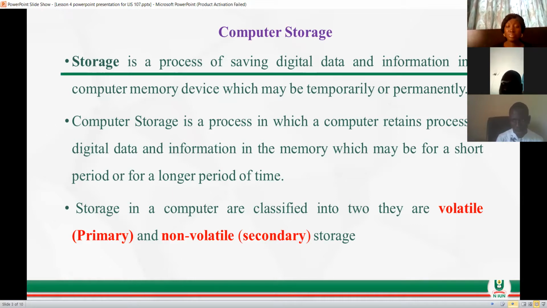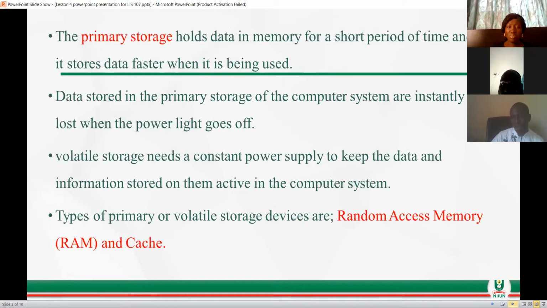When we talk about storage in computer, we classify them into two. We say that we have our primary storage and then we also have our secondary storage. The primary storage are the volatile storage. The secondary storage are the non-volatile storage. Now, when we talk about primary, anything volatile is temporary. It means it's not going to be around for a long time. Anything that is volatile is synonymous to a short period of time, something that will not last long.